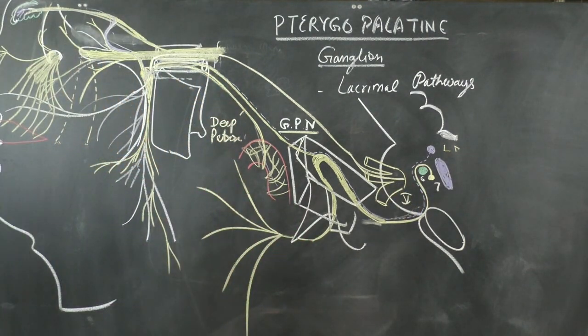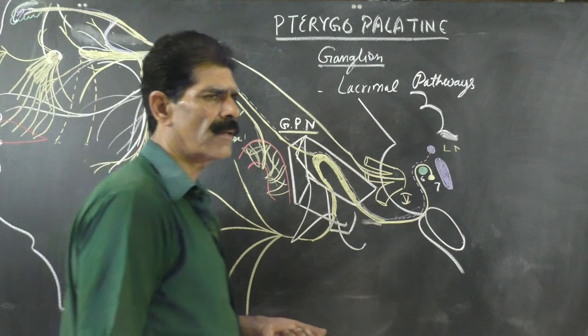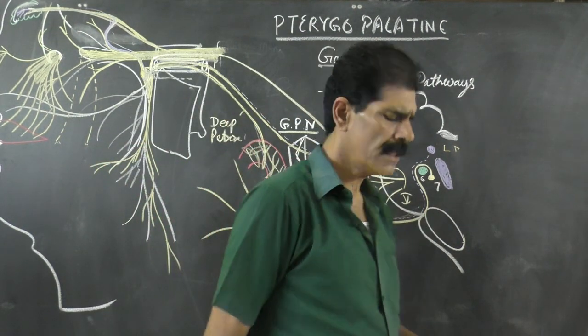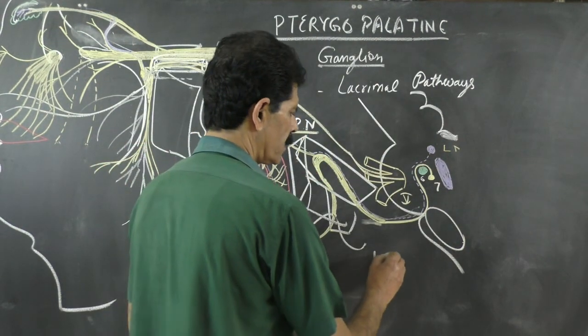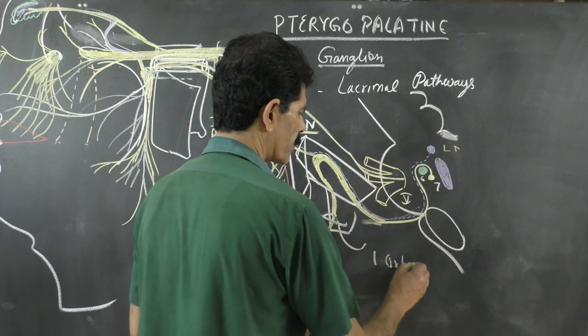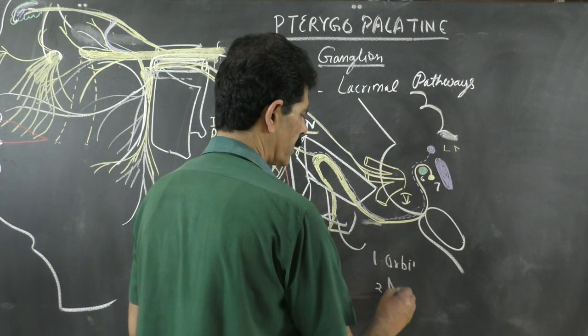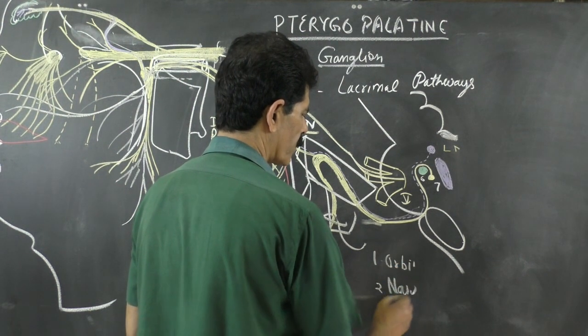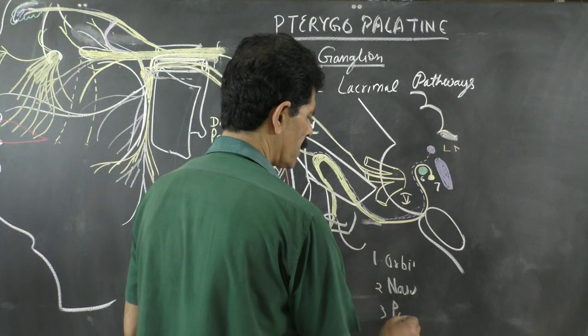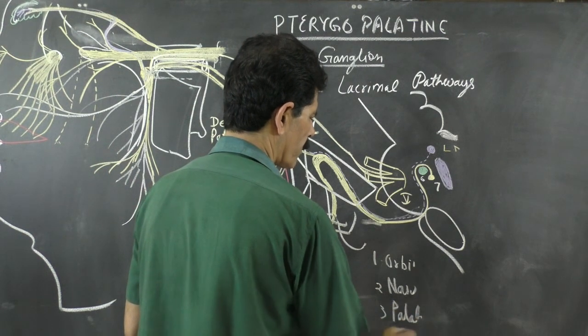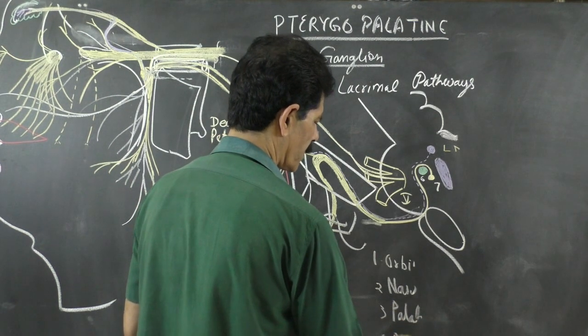So this is called the pterygopalatine ganglion with all its branches, that is the orbital branches. It has got nasal branches, it has got palatine branches, and it has got pharyngeal branches.